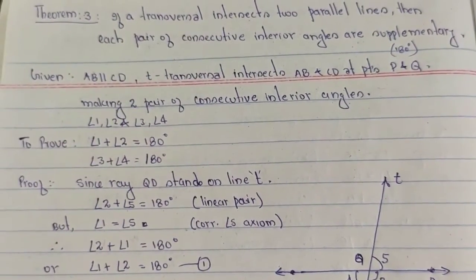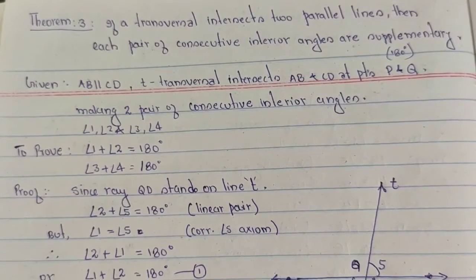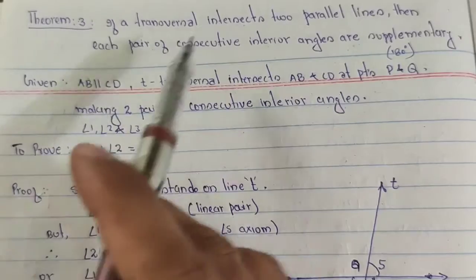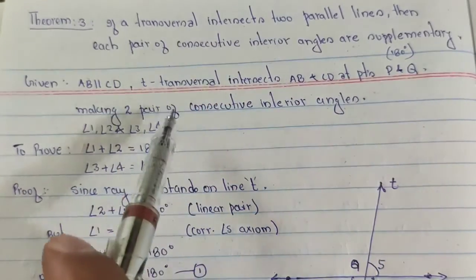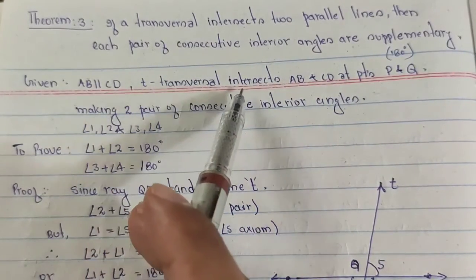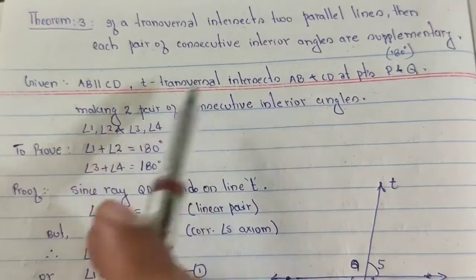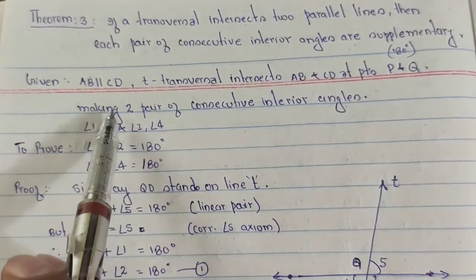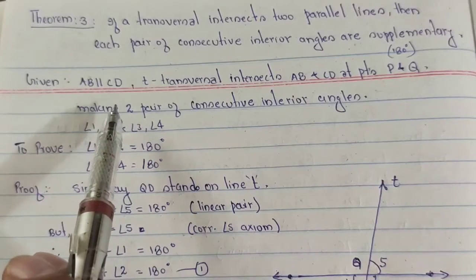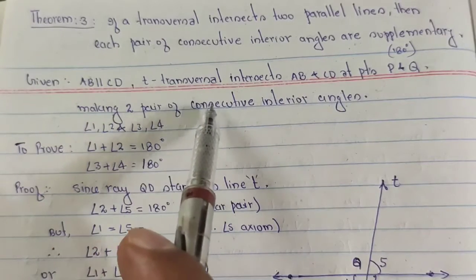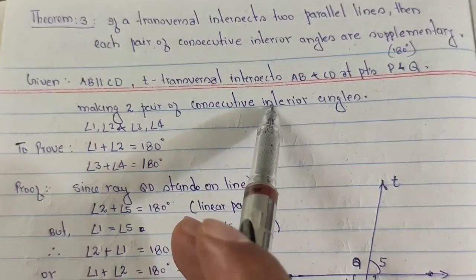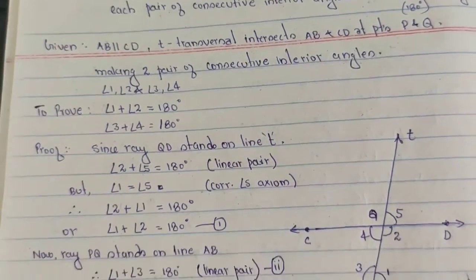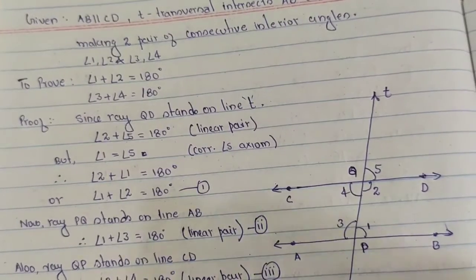And this we have seen in our axioms, so you can go to the previous 2 to 3 videos. So here given is lines AB and CD are parallel, and T is a transversal which intersects the two lines AB and CD at points P and Q respectively, in such a way that it is making consecutive interior angles, means angles on the same side of the transversal, interior angles on the same side of the transversal.